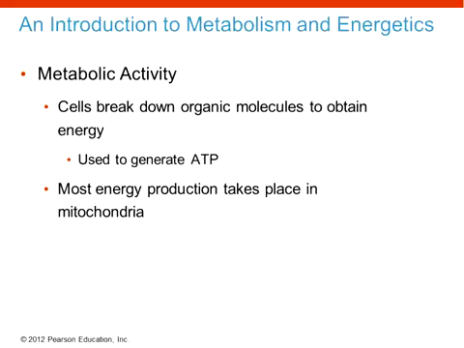A majority of the time will be spent talking about the catabolic aspect of metabolism, the part of metabolism where we break macromolecules down and get energy out of them. But we will talk about the anabolic properties of metabolism too. So in metabolic activity, cells break down organic molecules, and when we talk about organic molecules, we're talking about the Fab4: carbohydrates, proteins, lipids, and even nucleic acids, to obtain energy. That is a catabolic process. We break the bonds in those macromolecules and get energy out of them, so we use that to generate ATP.